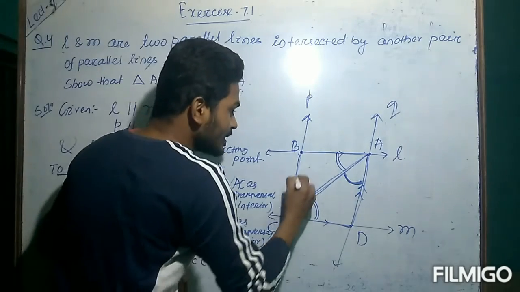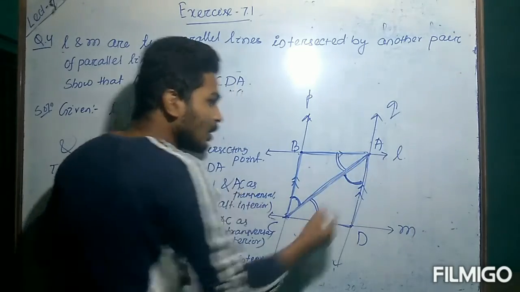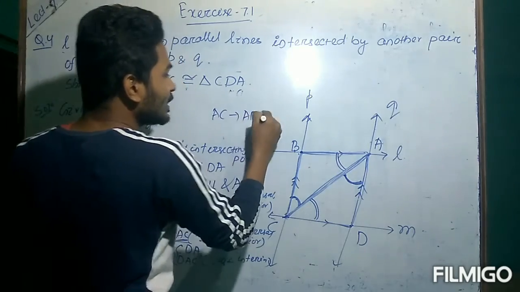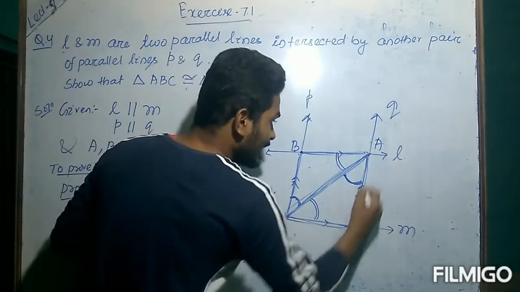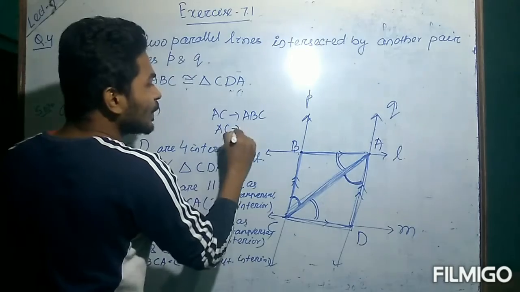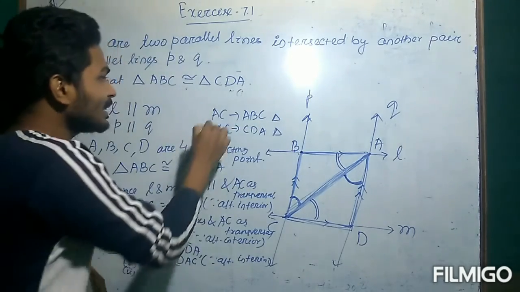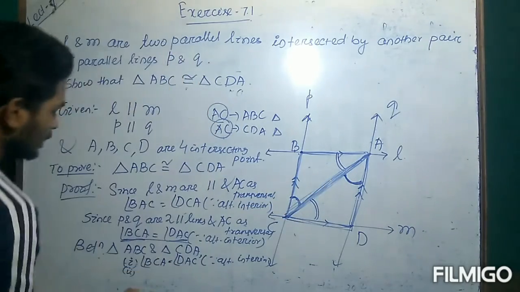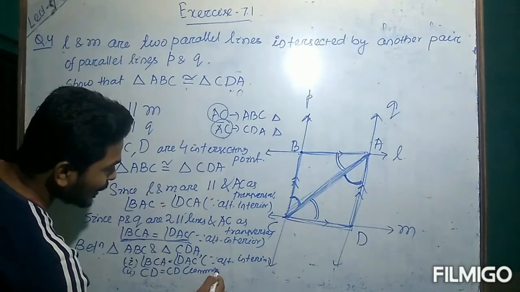If we consider this triangle, then AC is a side of triangle ABC. And if we consider triangle CDA, then AC is also another side of this triangle. Yes or no? Yes. So what do we find here? We find that AC is the common side to this triangle and to this triangle. So you can write CD is equal to CD, because it is the common side.